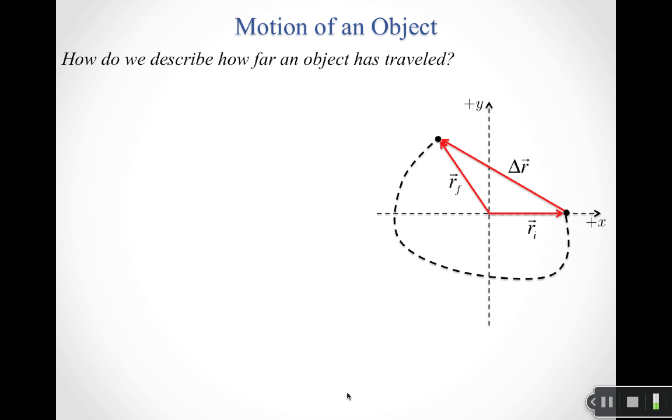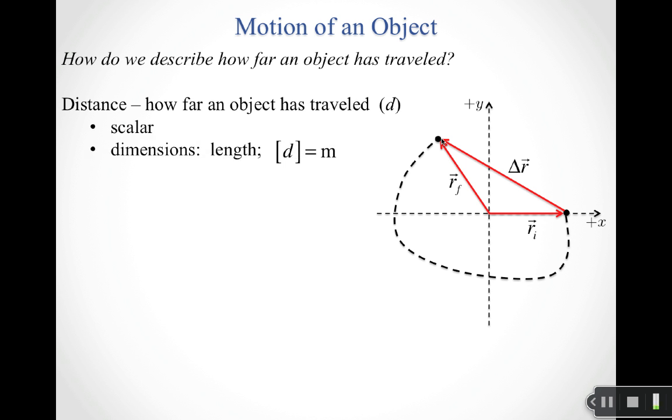Now, a different question I can ask is how far an object has traveled. Again, let's say I've got an object whose initial position was here and whose final position was there. Here's still the displacement. But how far the object traveled in getting from here to there cares about the path that the object took. It could have gone straight there, walking straight along the displacement vector, or it could have gone any of a number of different paths to get from this initial point to this final point. So how far an object has traveled is asking about the distance.